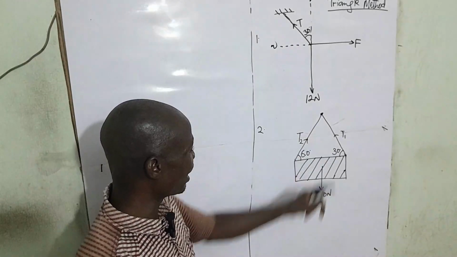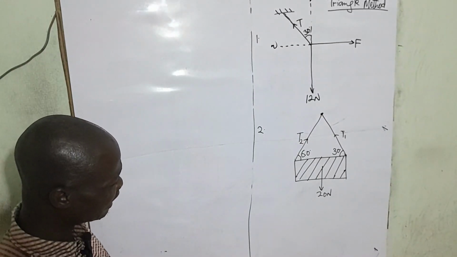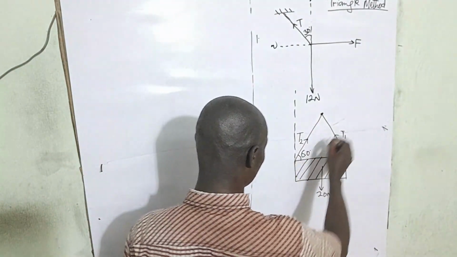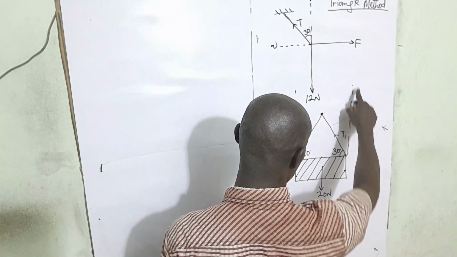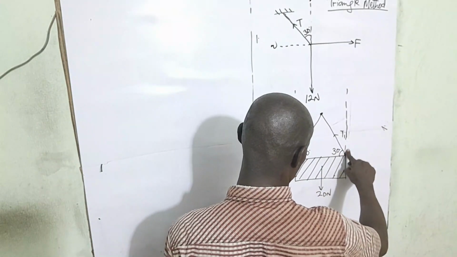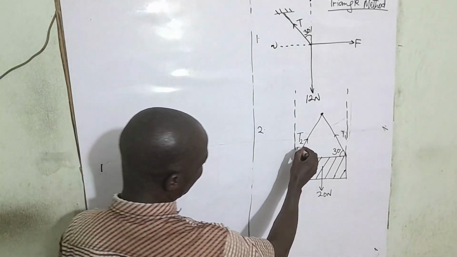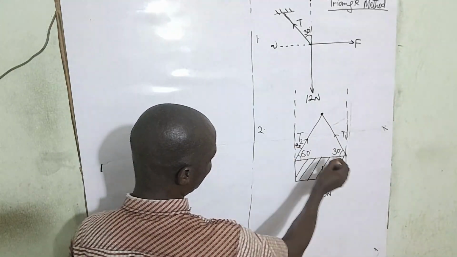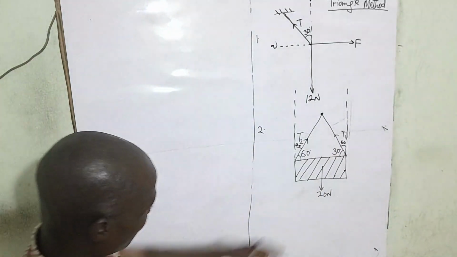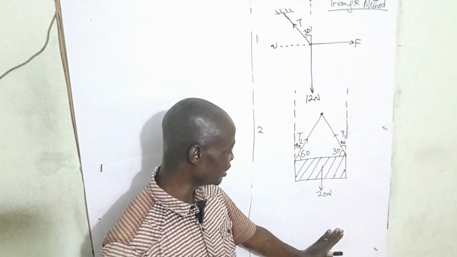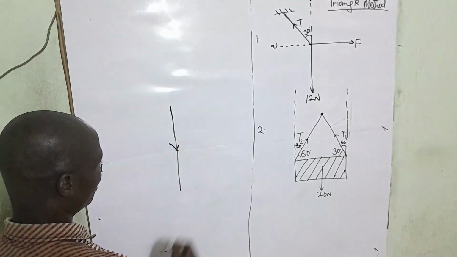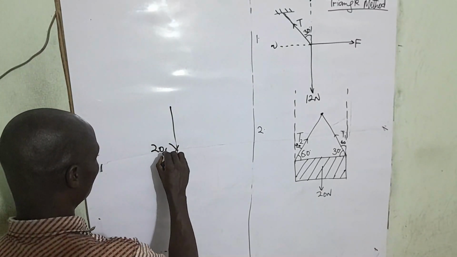So question number two, we have this. What we need to do here is some construction, like constructing a vertical straight line to meet the point here, so that the angle between the vertical here will be 30 and the angle here will be 60. The weight of this block is 20 Newton, and that is acting downward. So from there, we can just draw this, and we'll label it 20 Newton.